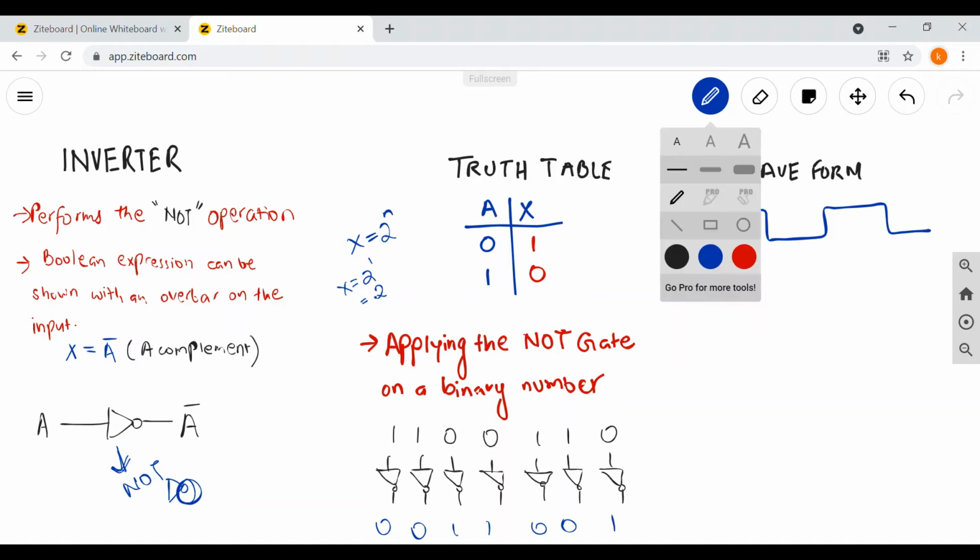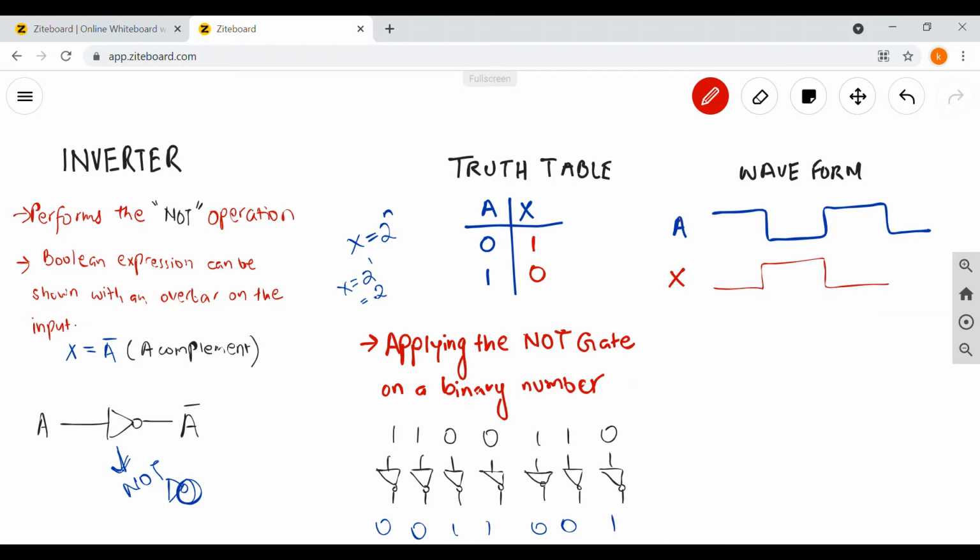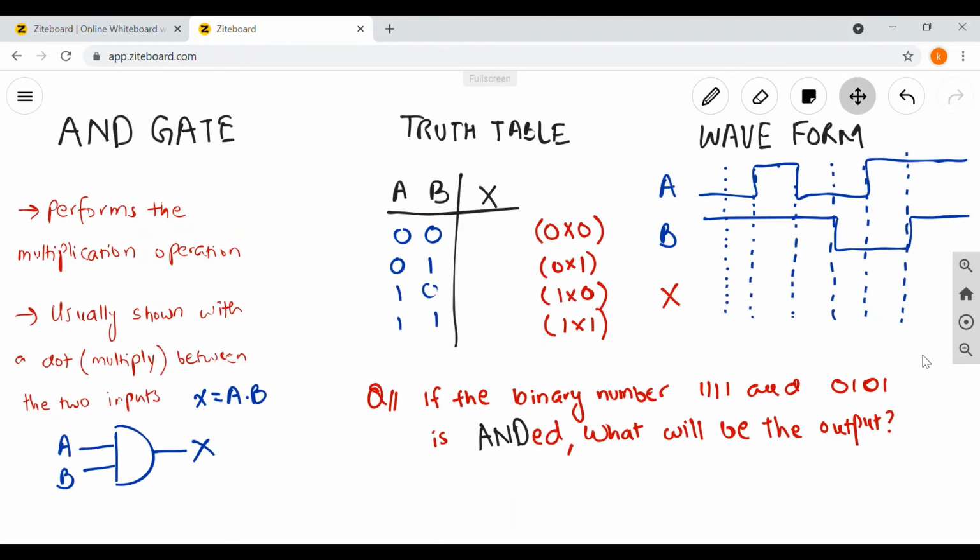Right, so now we can also make a waveform from this. If the input is high, it's going to be low as the output. If it's low over here, we're going to get a high output. If it's a high input, then a low output. If it's a low input, then a high output.